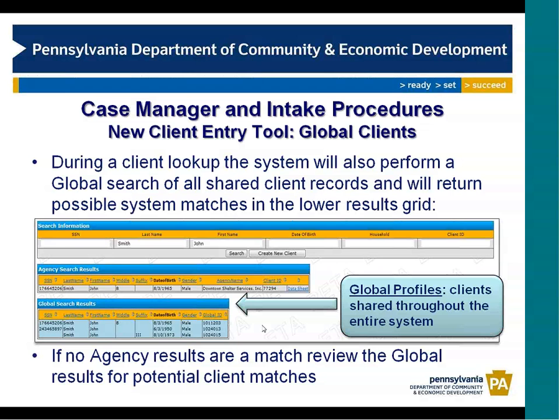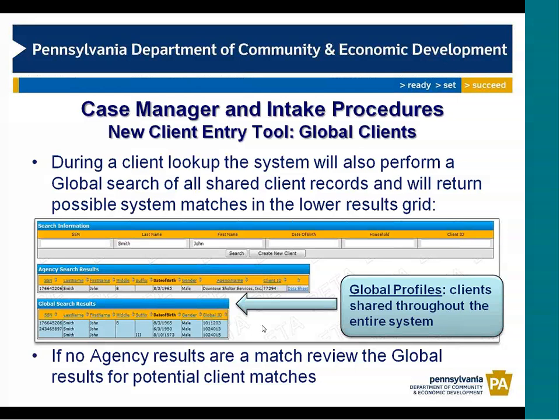Now, a quick note here with the global search: since it's searching the entire system, it's important to know that if you do really generalized searches, like just putting in the last name, as you see on the slide, like Smith or John Smith, that could bring back a whole lot of global results, especially if it's something really generic. So we do recommend limiting those global searches by putting in as much information as you have about the client as possible.